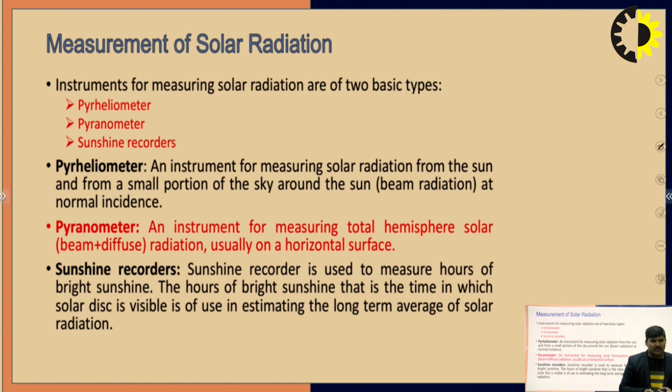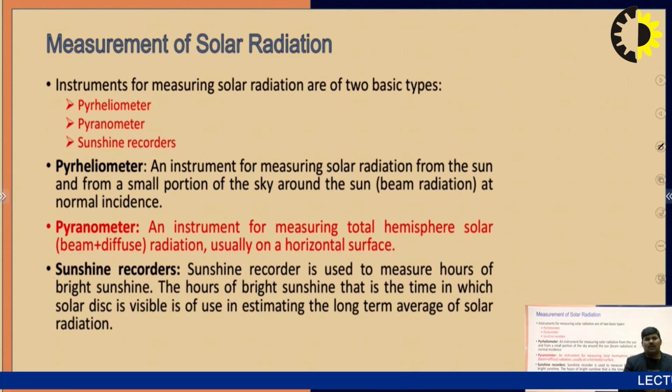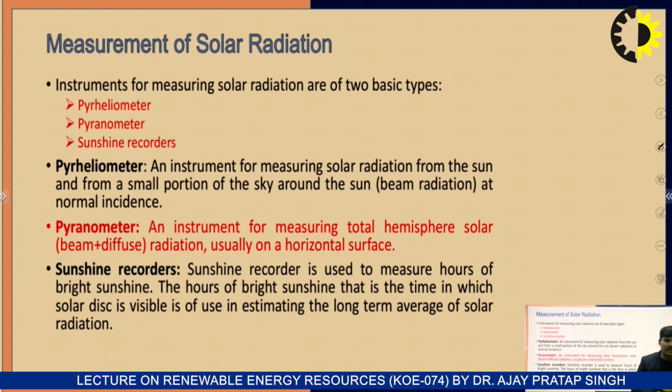The pyranometer is an instrument for measuring the total hemispherical solar radiation, the beam plus diffuse radiation, usually on a horizontal surface. Then the sunshine recorder is used to measure the hours of bright sunshine. The hours of bright sunshine, that is the time in which the solar disk is visible, is of use in estimating the long-term average of solar radiation.